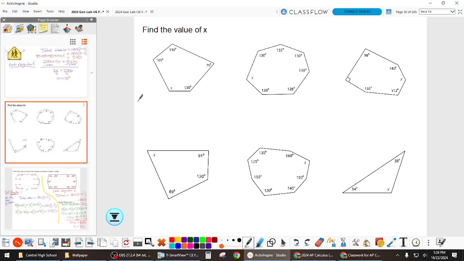Total interior, right? 105 plus 1, whatever that says. I'm going to call it 115. Plus 75 plus 130 plus x. And then what shape is that? Pentagon. Okay, so pentagon is 540. If you don't know that yet, then do 180 times n minus 2, and you'll get 540. Okay? That's all. Everybody kind of follow what we're doing now?